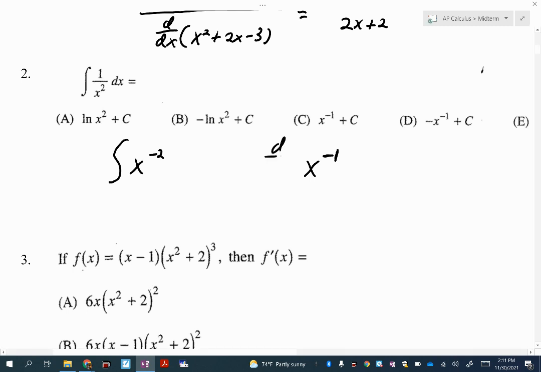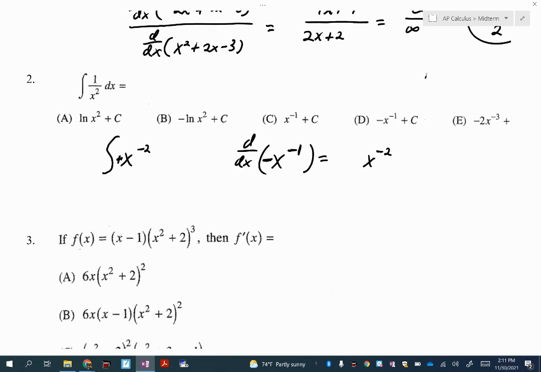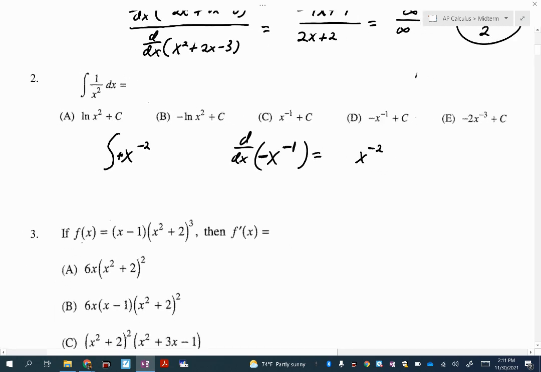But if I took the derivative of this, I would get negative 1 times x to the negative second power. But that's not what I want, right? I want positive x to the negative second power. So I actually need to make this a negative. And when I make that a negative, it's going to allow me to have positive x to the negative second power. So I'm looking for the answer choice that has the opposite of x to the negative first power plus c, which is letter D.